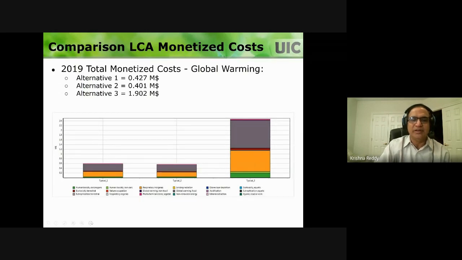So what it means is, if I have this much of acidification, how much damage is it going to cause, not only the harm to public health, but also to the environment. And there are studies that have looked at these environmental impacts and the costs associated with them.